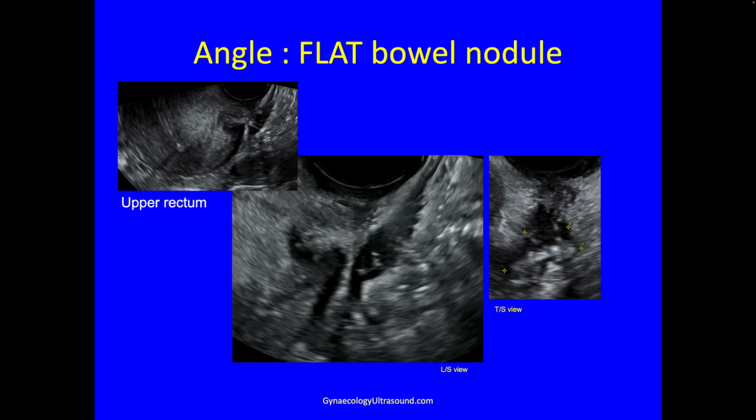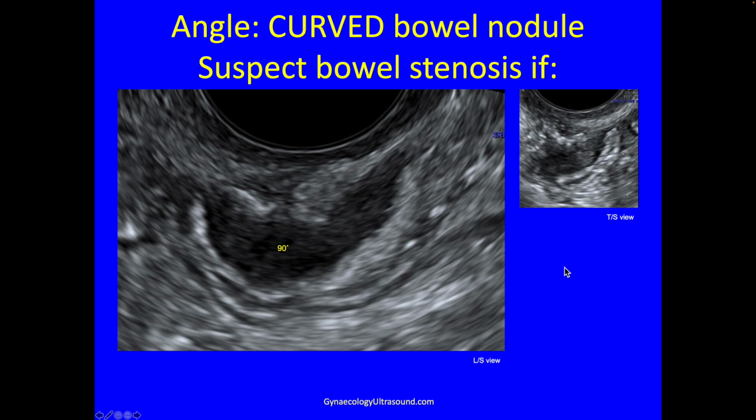And we look at the angle, so as in this nodule, you can see that it's in the upper rectum. The torus is about there, so this is upper rectum, and it's relatively flat, 180 degrees, and it occupies less than half of the bowel diameter. This is transverse view of this, so this is right, this is left, let's say, and this is occupying less than half of the diameter of the bowel.